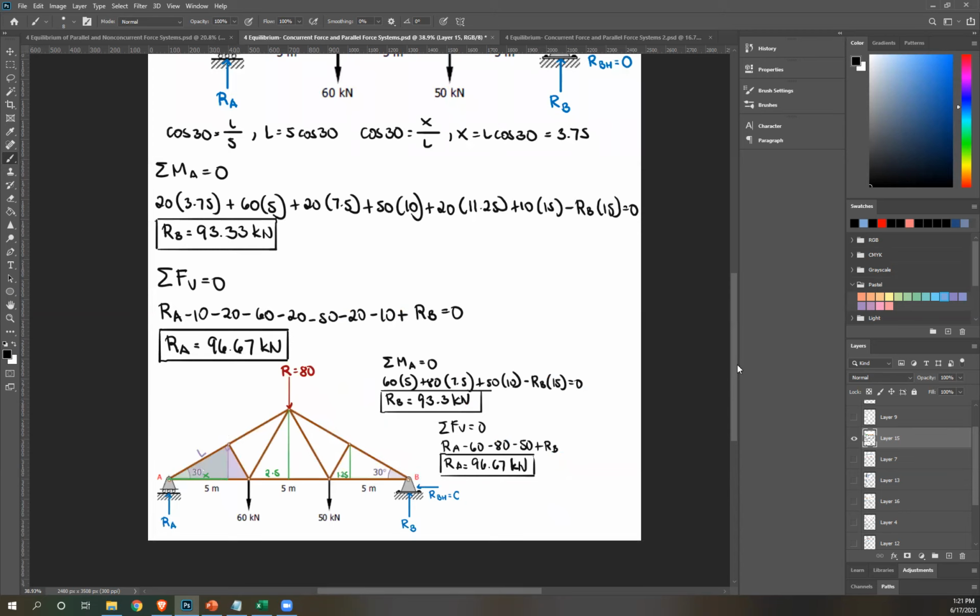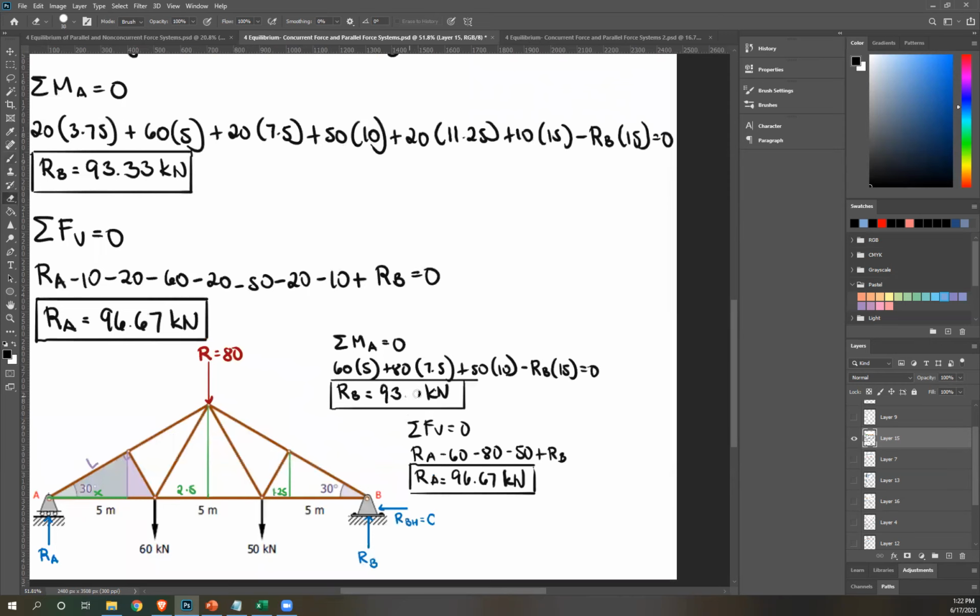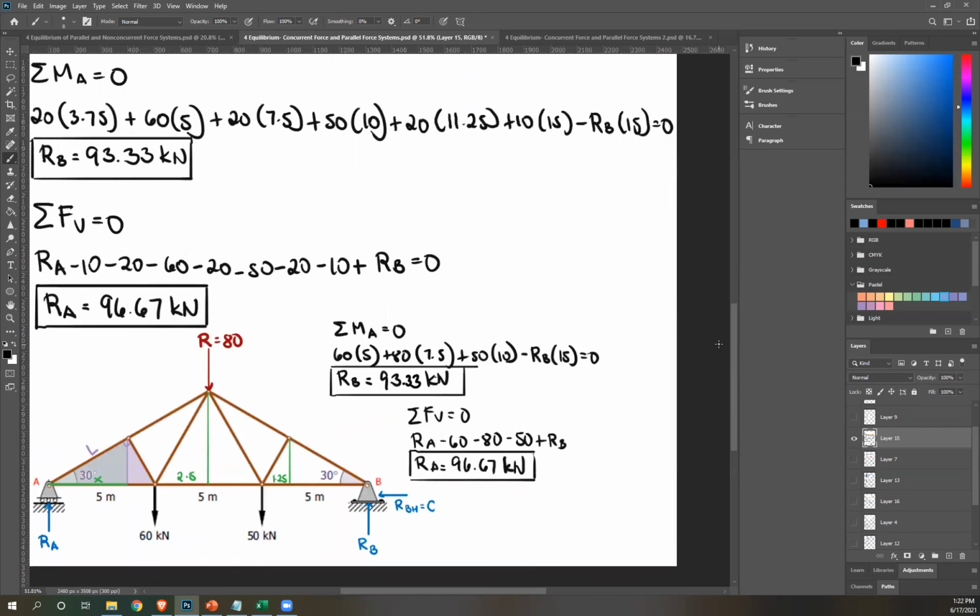So same step, moment at A, I don't have to solve for X anymore, okay? So 60 clockwise, perpendicular distance 5, and now all we have is 80 at the top, rotate clockwise. This distance is 5 plus 2.5, that's why this is 7.5. And then 50, and then RB, this is upward. So again, that's counterclockwise, that's why this is negative. RB times perpendicular distance 15 equals 0. Therefore, RB is 93.33. Same thing with the previous answer. And then just use summation of forces vertical to solve for RA.